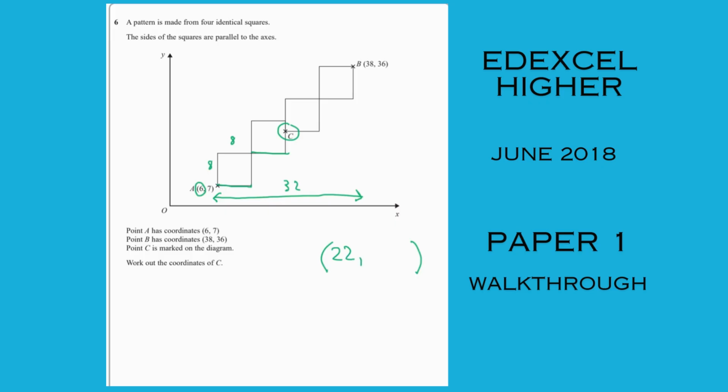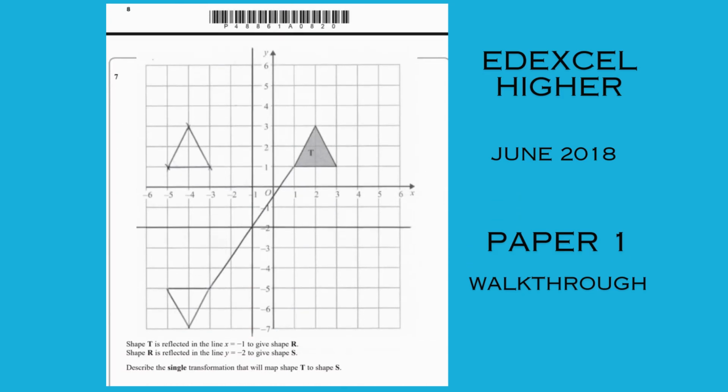You can't do that vertically because you can't just add on to 7 because C is not, it's below there. You've got to go the other way. You've got to start at 36, go down 8, go down 8. In other words, 36, take away 16 to give you the y-coordinate of 20.